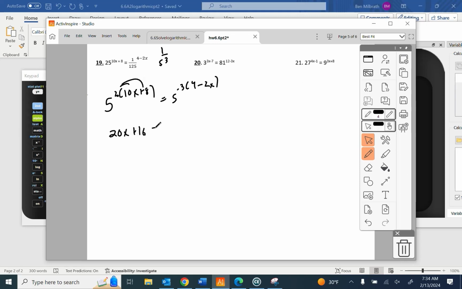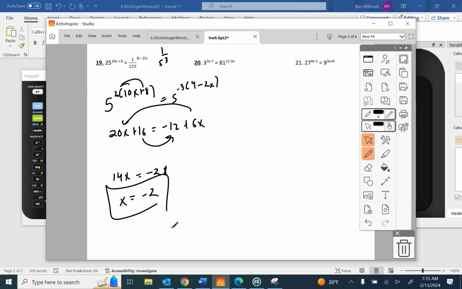20x plus 16 must equal negative 12 plus 6x. X is on one side, numbers on the other. 20 minus 6 is 14. Negative 12 minus 16 is negative 28, so x must be negative 2. Number 20.